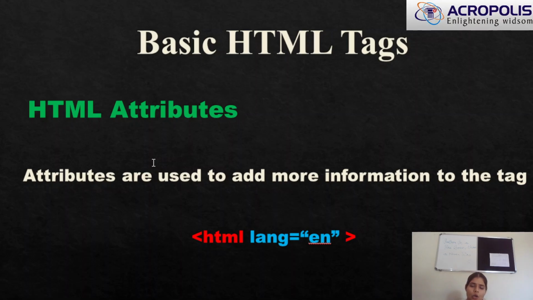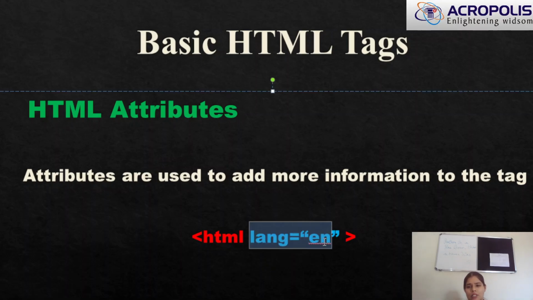Basic HTML tags. Here we are starting the basic HTML tags. First, HTML attributes. Inside any tag we can write attributes. Attributes are used to add more information to the tag. We can change the font size of any tag, like the paragraph tag's font size. We can just write inside the paragraph tag the font size and font color, and these are known as attributes. Inside the html tag we are writing the lang attribute. Lang means language, en means English. So here we are telling the browser that we are using the English language.